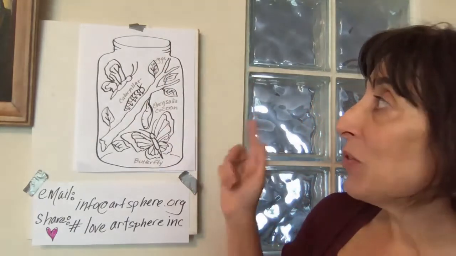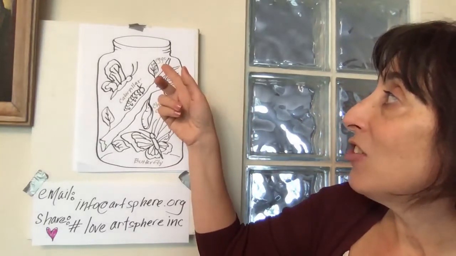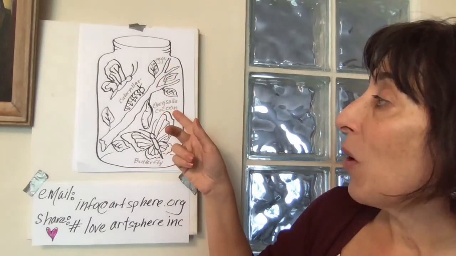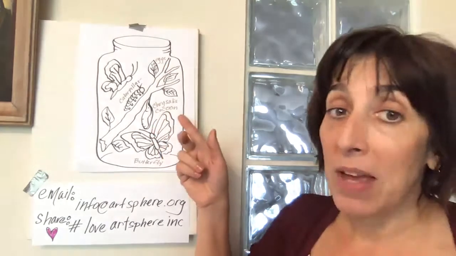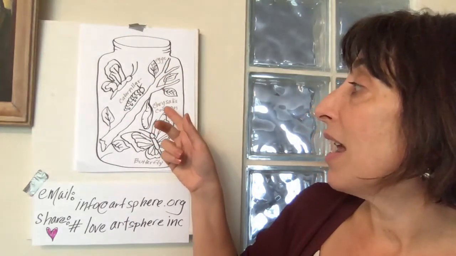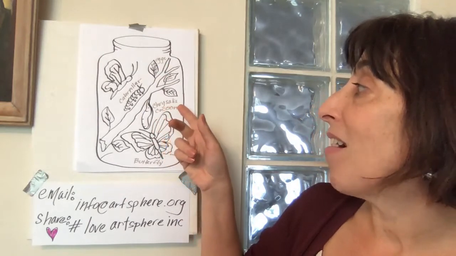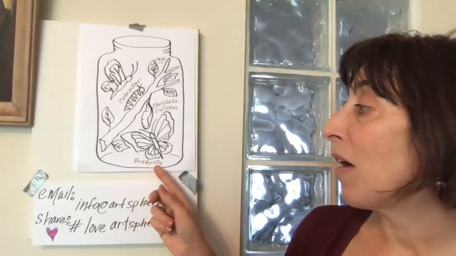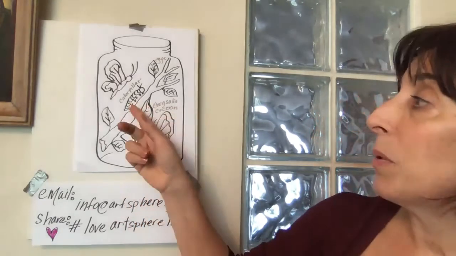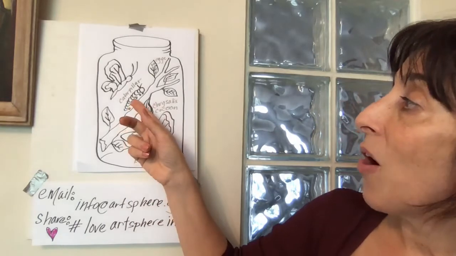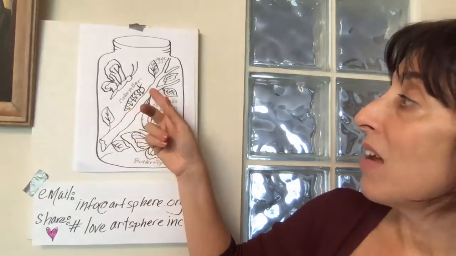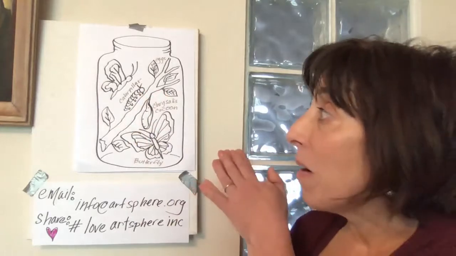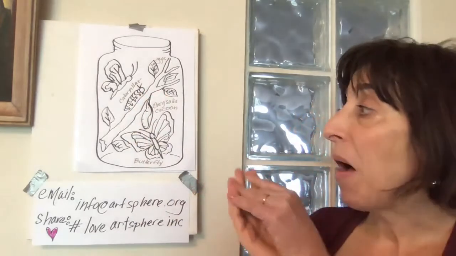And I'm just going to review some vocab words. So eggs, E-G-G-S, cocoon, C-O-C-O-O-N, or a big word for that, chrysalis, that's C-H-R-Y-S-A-L-I-S, butterfly, B-U-T-T-E-R-F-L-Y, and caterpillar, C-A-T-E-R-P-I-L-L-A-R. After you're done your drawing, you may want to also label the different parts.